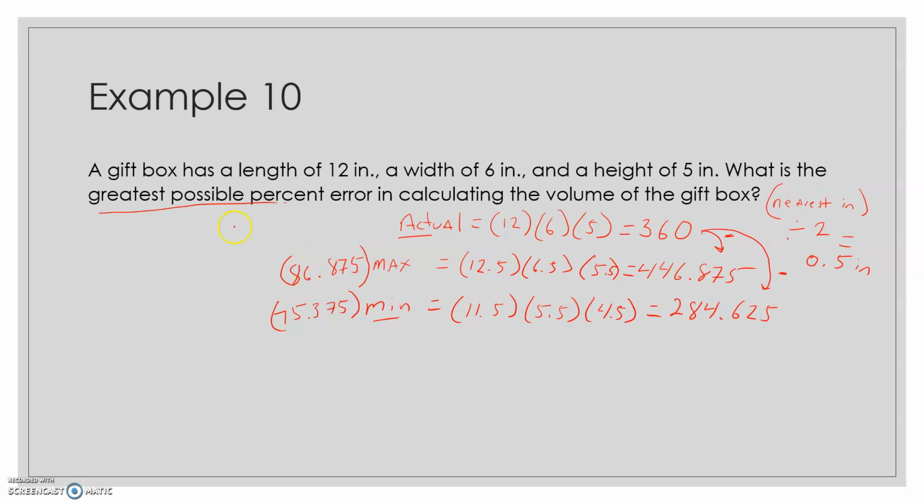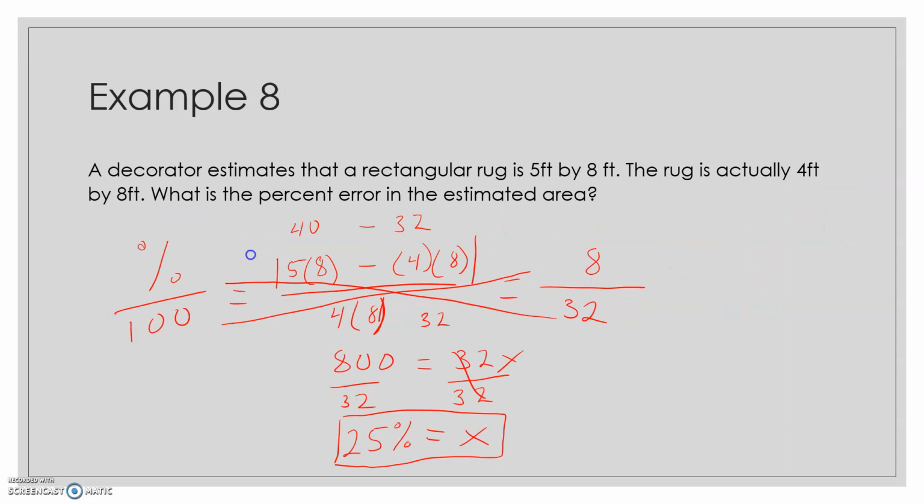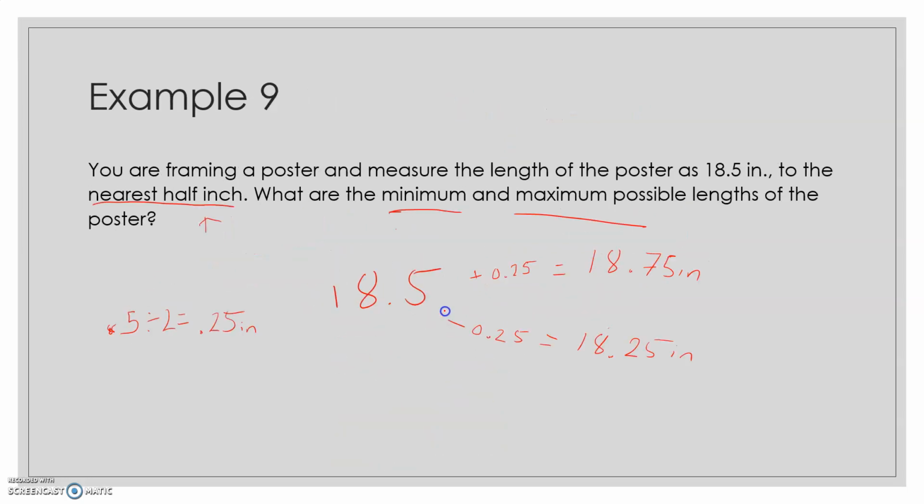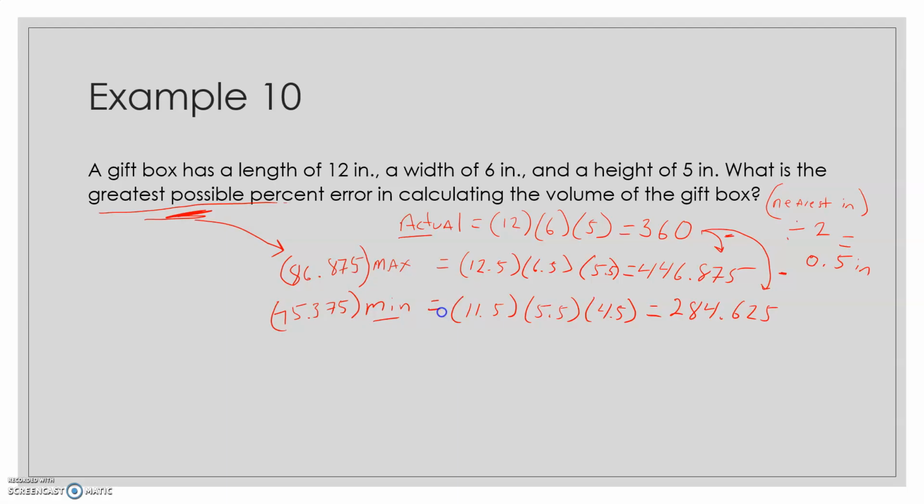And so this right here, the greatest possible that we could have is 86.875. And so that's our change. That's what goes on top. We looked at this right here, this change in the amount that we wrote, that error. That's what we just found. We just found the change in the amount, the change in the estimated value minus the actual value. And so that greatest possible change was 86.875.